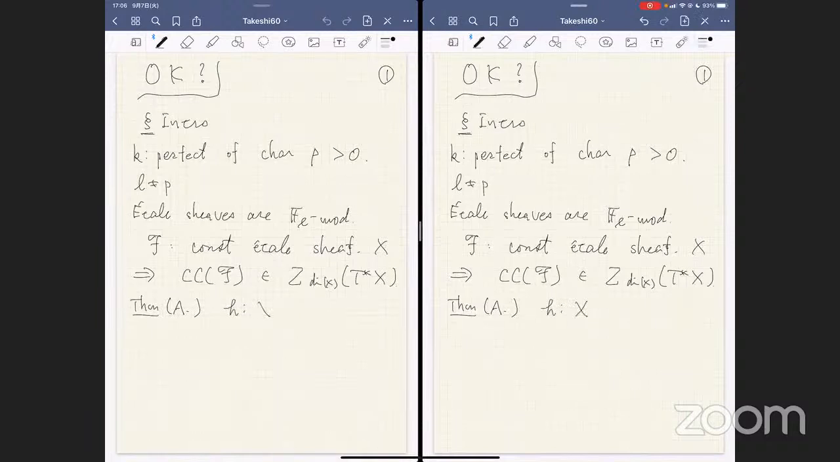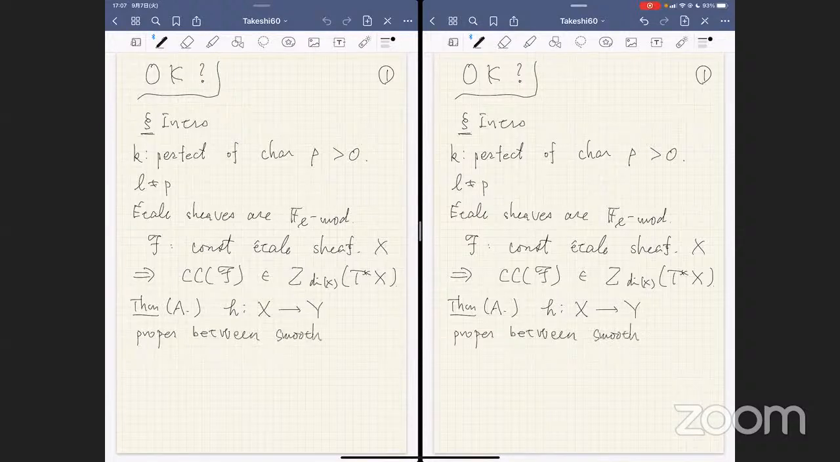So the theorem is that when I'm given some h, which is proper between smooth schemes, smooth, separated, finite type over K, and for simplicity, I assume that these X and Y are equidimensional. This is just for simplicity.